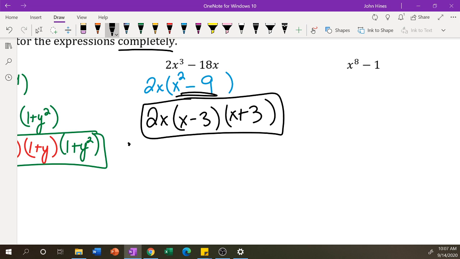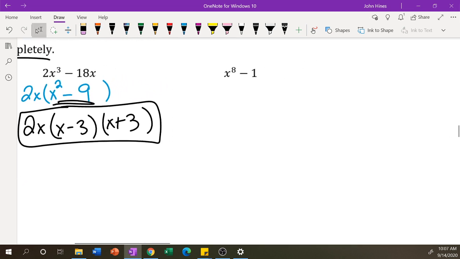Oh, this is going to be a doozy here. I can already tell you that because it's got that x to the 8th. So let's get to it. It's a difference, and I think these are perfect squares because what makes x to the 8th? Well, x to the 4th times x to the 4th, plus 1 and minus 1.